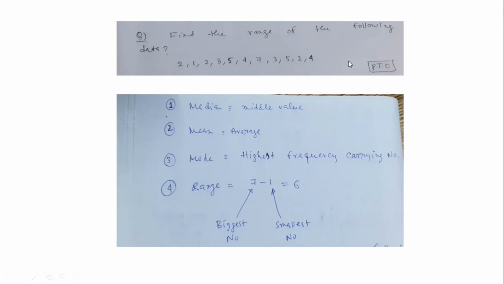Find the range of the following data. So these are the numbers. Here we have seen previously that median is the middle value, mean is the average, mode is the highest frequency carrying number, and range is the highest number present minus the lowest or smallest number present. If you subtract those numbers, then you will find the range value.